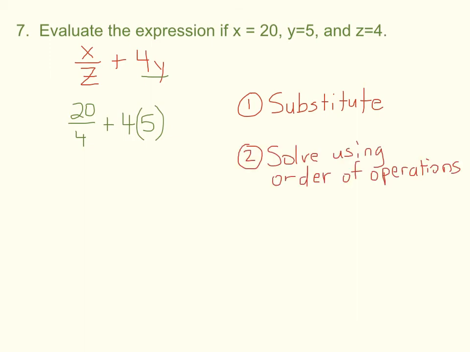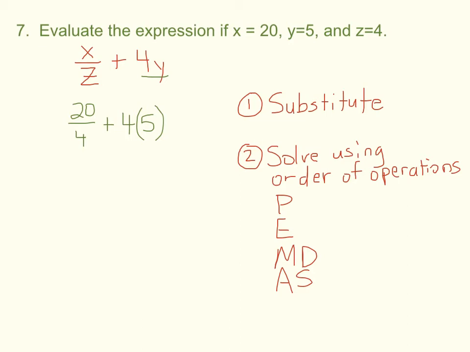So now that I've substituted my numbers in place of my variables, it's time to solve this problem using the order of operations. Remember that we always want to do parentheses first, then any exponents, multiplication and division, and then addition and subtraction. In this problem, there is a parentheses, but it just has one number inside of it, the number 5, so there's nothing to solve inside of that parentheses. So I would move on to exponents. This problem has no exponents.